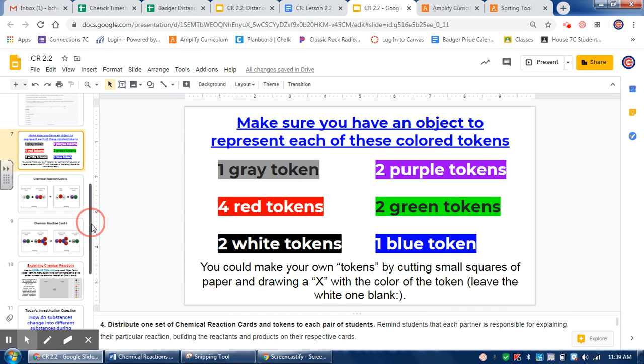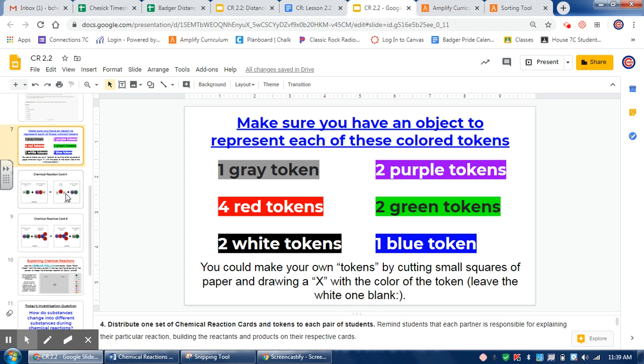Okay, so what you're going to try to do is make this physical model using anything you want to represent these atoms. Okay, but remember that each colored atom must be representing a different object. So for example, for my red atoms, I may choose Cheerios. If I'm going to use Cheerios to represent the red tokens, then I need to find 4 Cheerios.